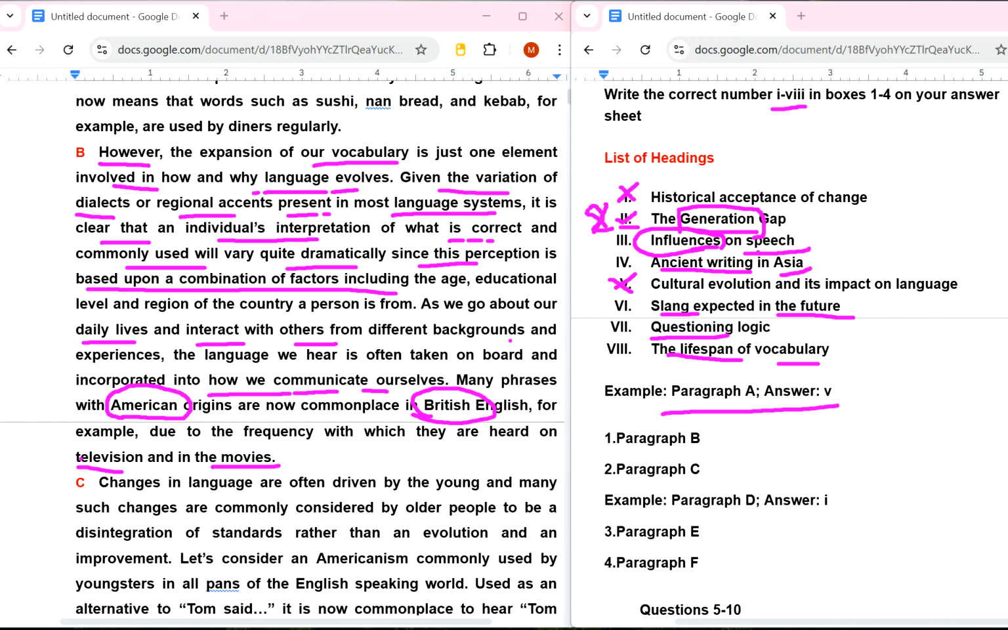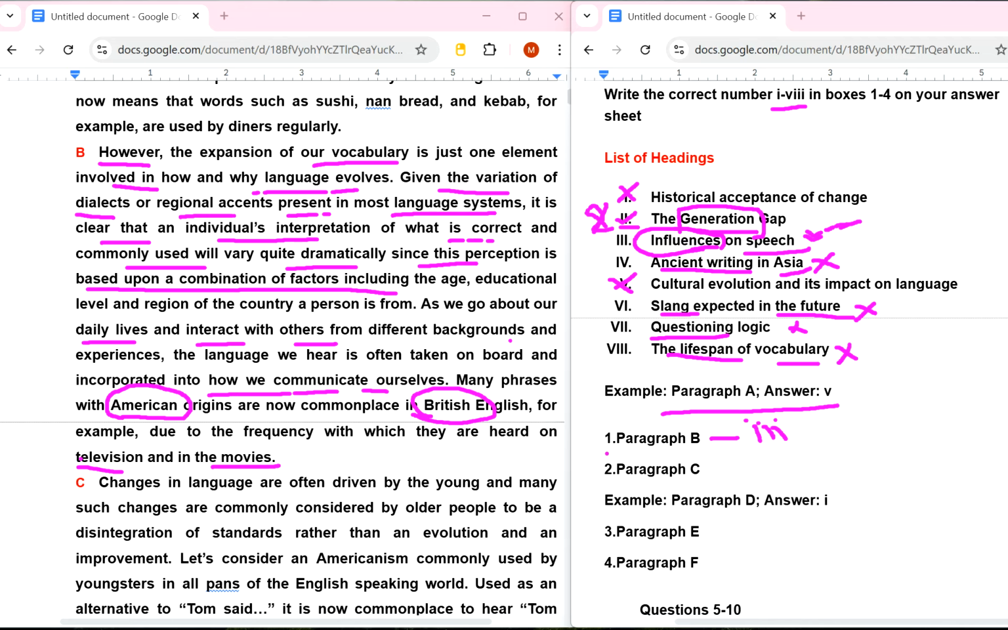Influences on speech. So speech we can select, as we go about our daily lives, interact with others and experiences, the language we hear is taken on board, and this language is also there, so influences on speech we can select. But let's read the other ones also. Ancient writing in Asia, this is also not talked about. Slang, not talked about here. Many phrases, no, nothing. Questioning logic is also not talked about. Lifespan of vocabulary is not there. So the only option we have left here is the third one. So for this paragraph we will write the third number.